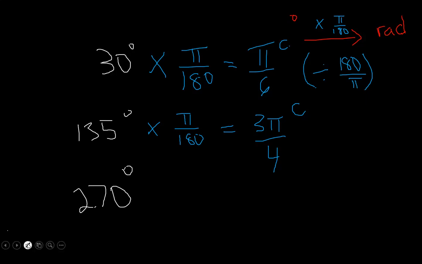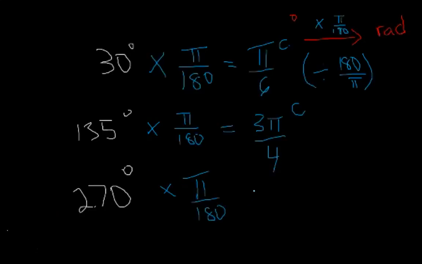270. 3 pi on 2. 3 pi over 2. Good job. I like when you understand. 3 pi on 2 radians. Congrats. Anybody didn't get these answers?